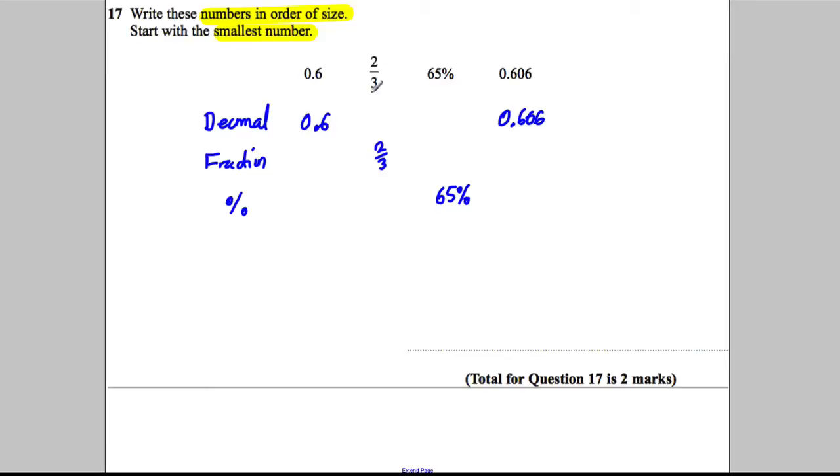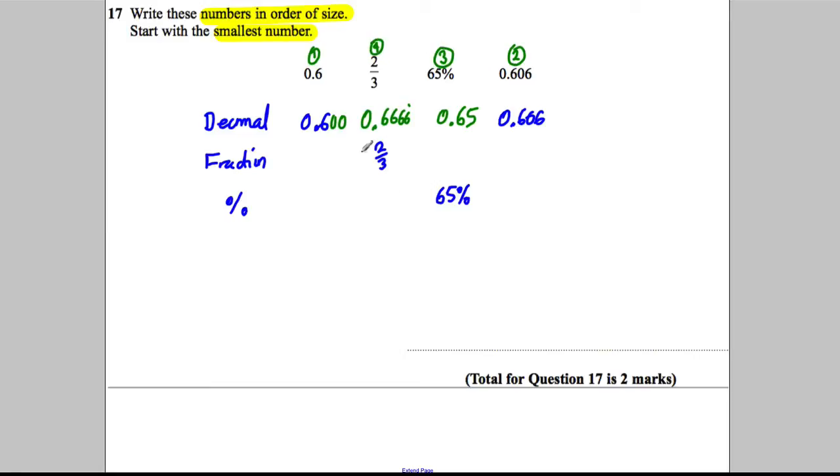2 divided by 3, it's a non-calculator paper, but you should know that's 0.6666 recurring. 65% is 0.65. Okay? So you can clearly see, I'm going to put them from smallest. The smallest one is this one, 0.6, because that's 0.600, etc. The next smallest one is that one. The next smallest one is that one. And the next smallest one is that one.